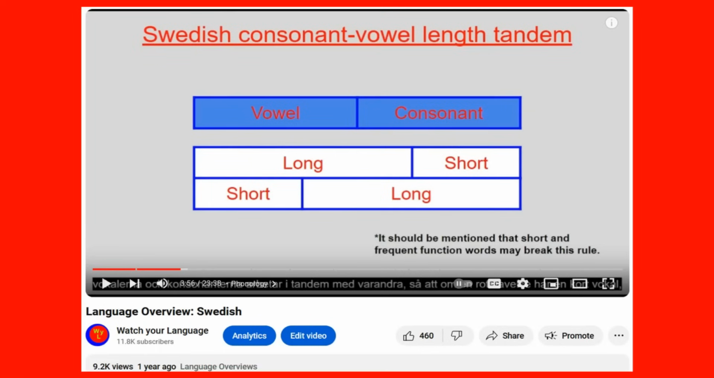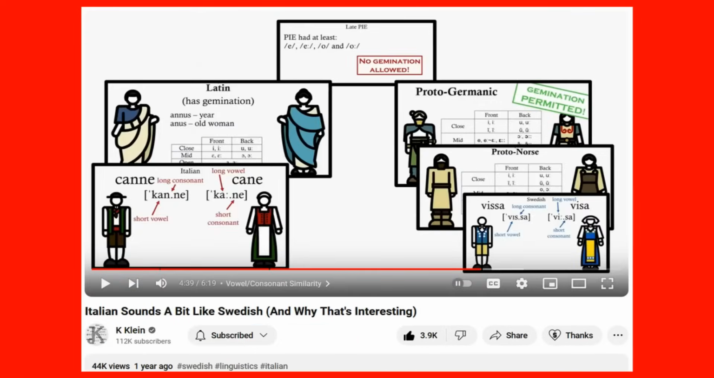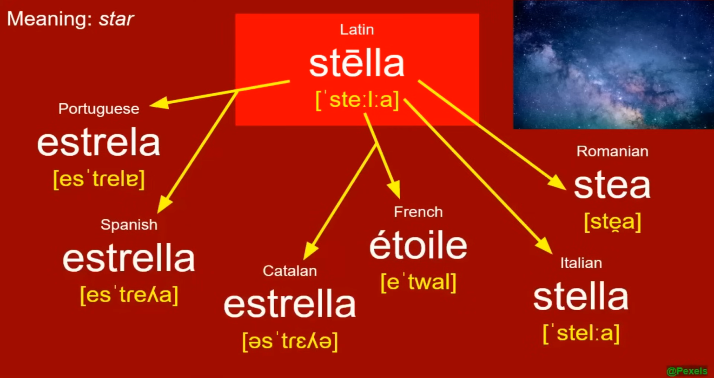If you watch the Swedish language overview, this may sound familiar to you, and it turns out I'm not the only person who's noticed this before. For example, let's revisit the Latin word stella from earlier. It has both a long vowel and a geminated consonant, but it evolved into Italian stella, which still has a geminated consonant, but the vowel is now short since it comes before the geminated consonant.